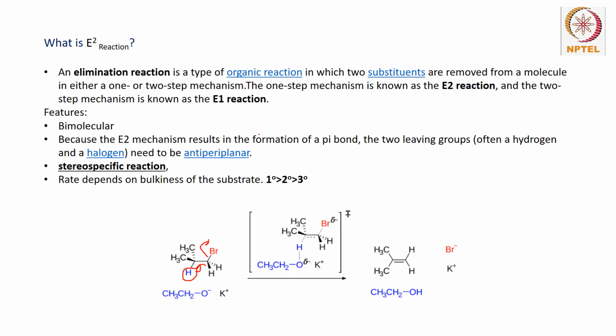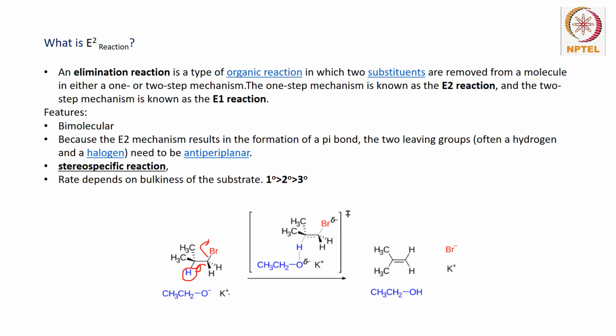So in case of E2 elimination, the deprotonating agent, whatever the base, will take up the proton, and that proton and the leaving group should be anti to each other. Just try to compare so that you can remember. Similar to that, in case of substitution, the incoming nucleophile and the leaving group should be anti, that means at the opposite plane. So wherever the leaving group is, the incoming nucleophile will come from the opposite plane.